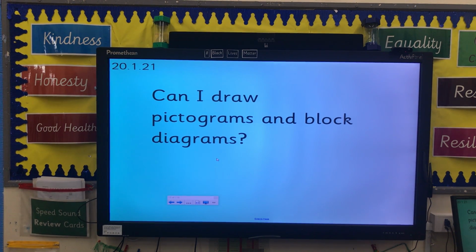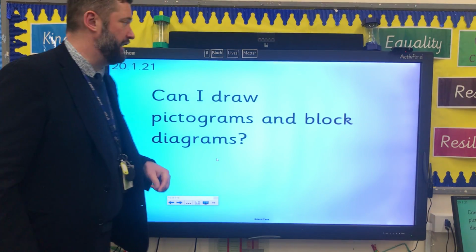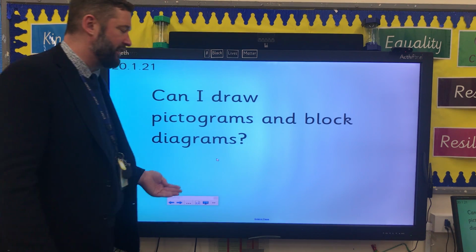Hello Year 2. So our learning question today, my turn: Can I draw pictograms and block diagrams? Your turn. Can I draw pictograms and block diagrams?